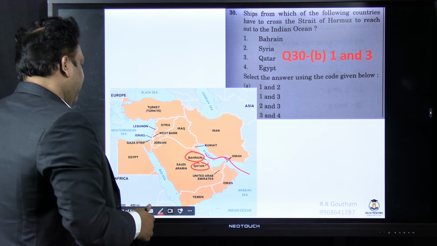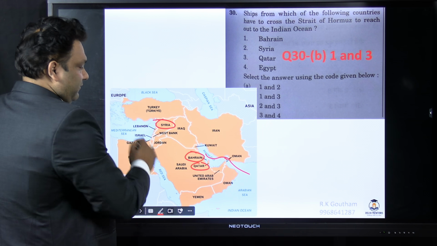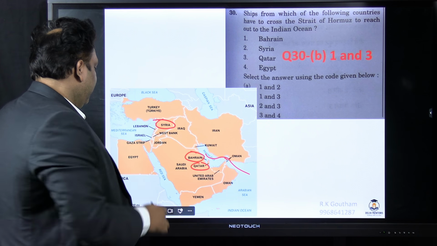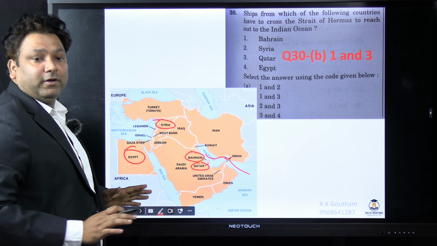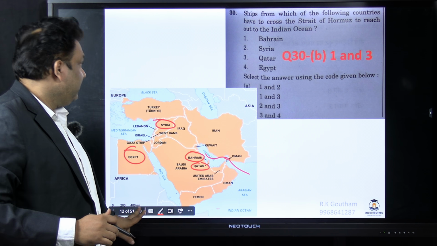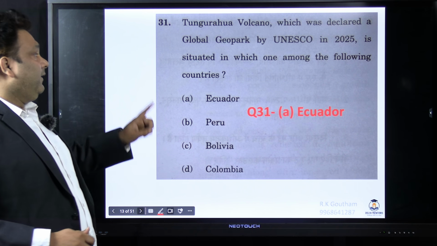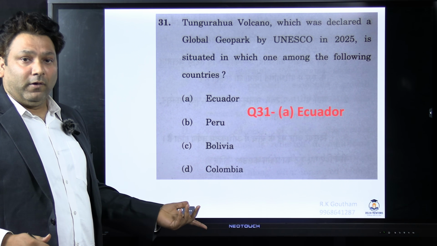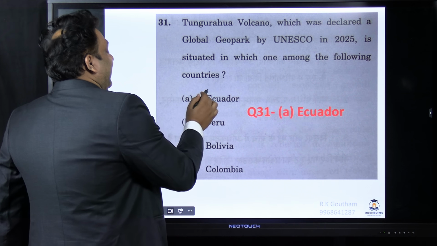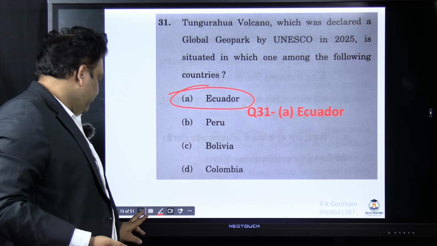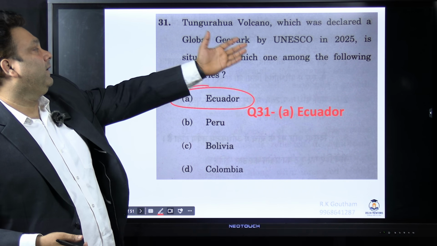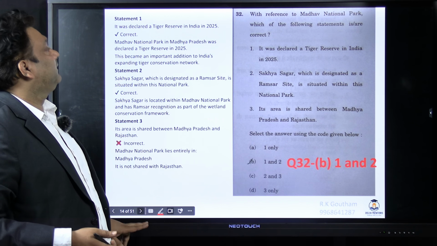So you look at Syria. Syria is located somewhere here. So Strait of Hormuz से कोई relation नहीं है. Egypt देखो, Egypt यहाँ पे है. So Strait of Hormuz से कोई relation नहीं है. Next, this volcano is located in which of the following countries? It is located in Ecuador. So this has been in the news because of this UNESCO World Heritage Sites.